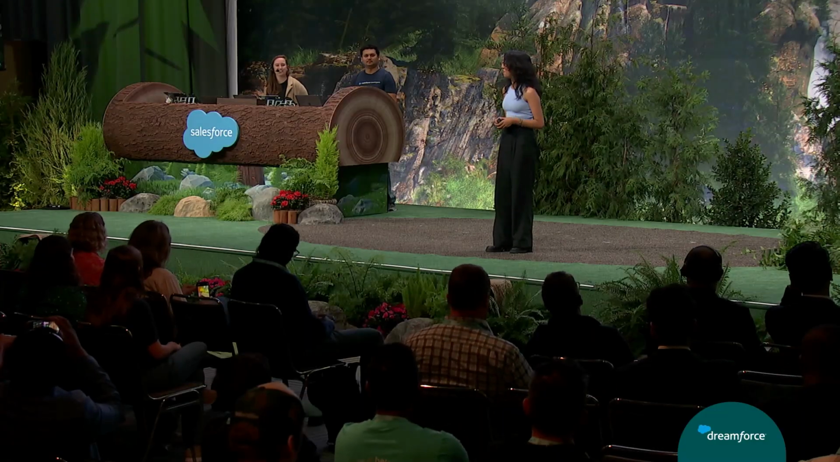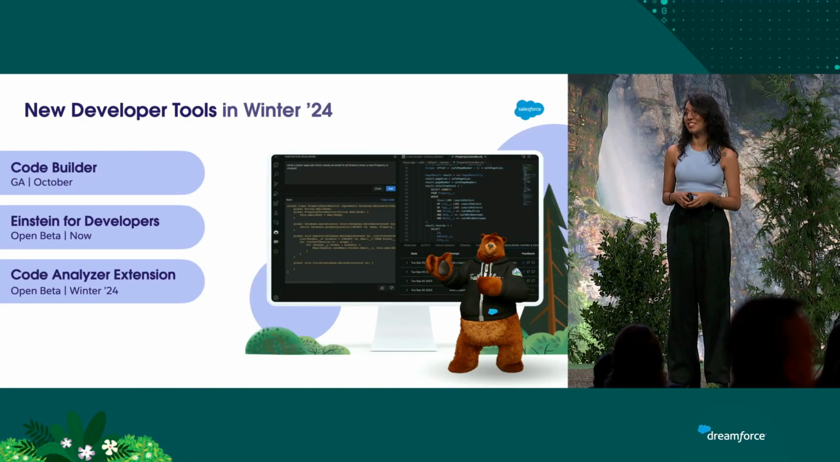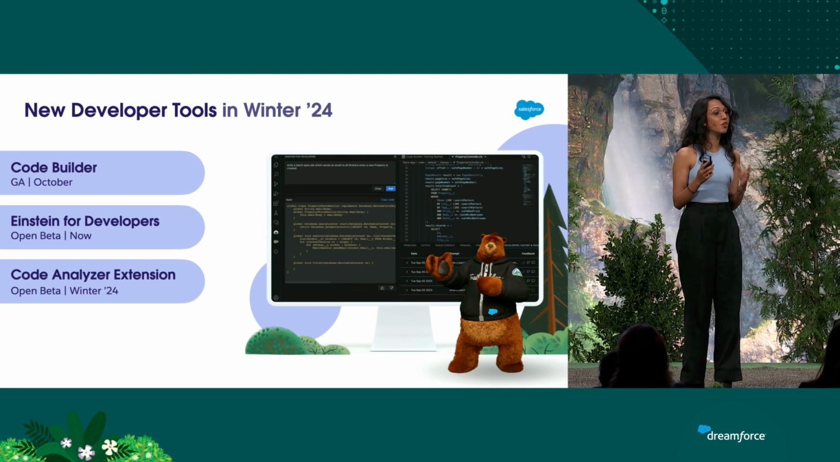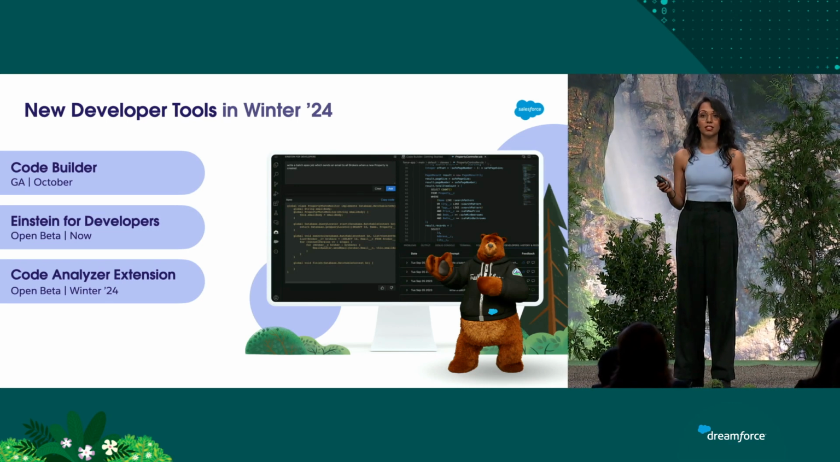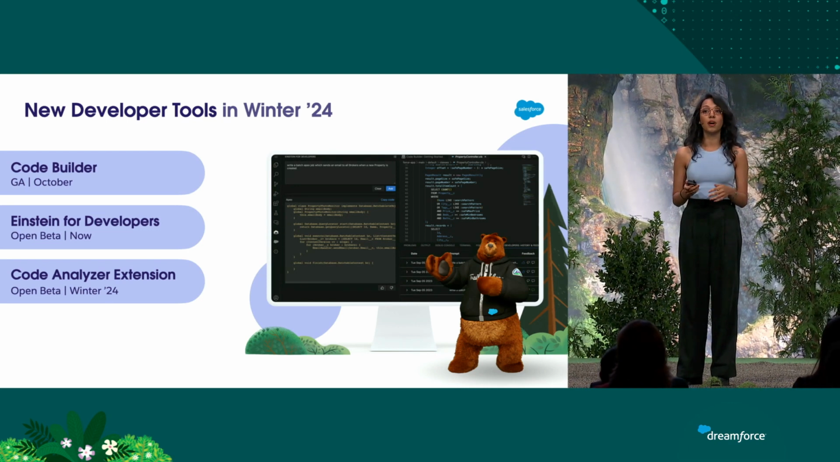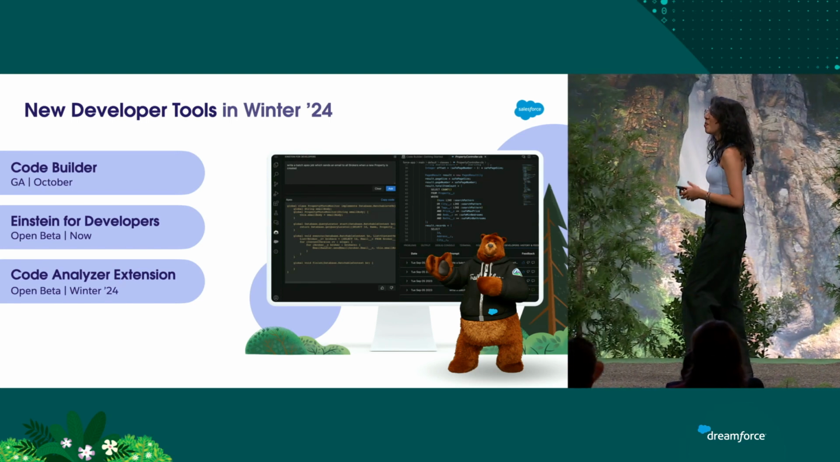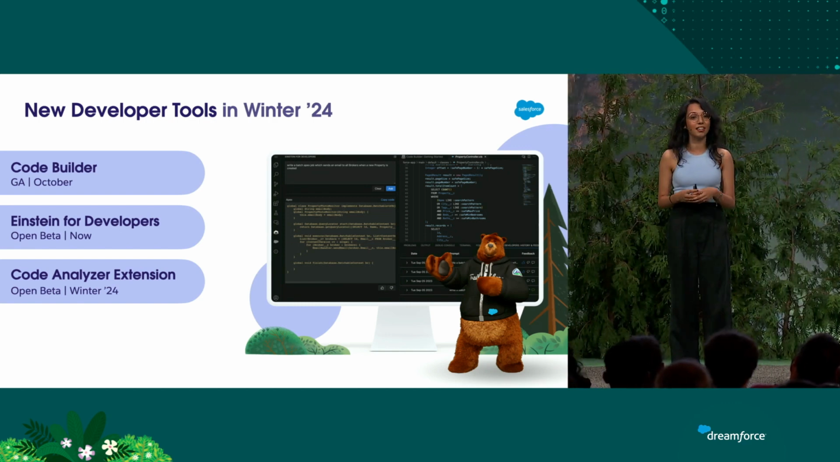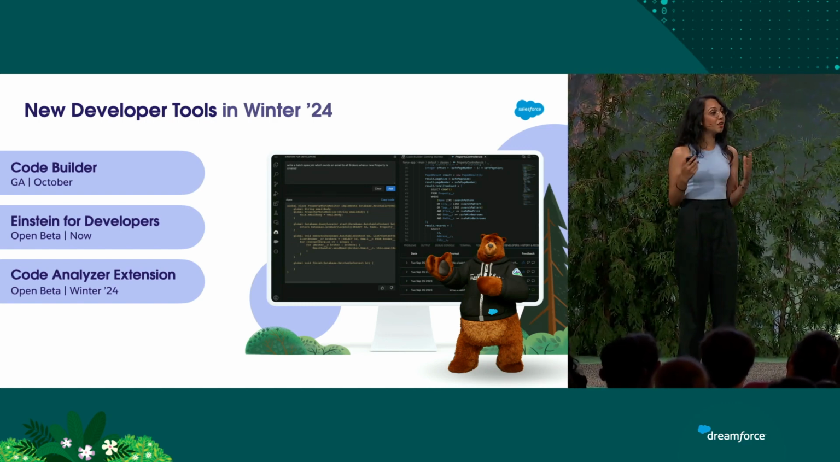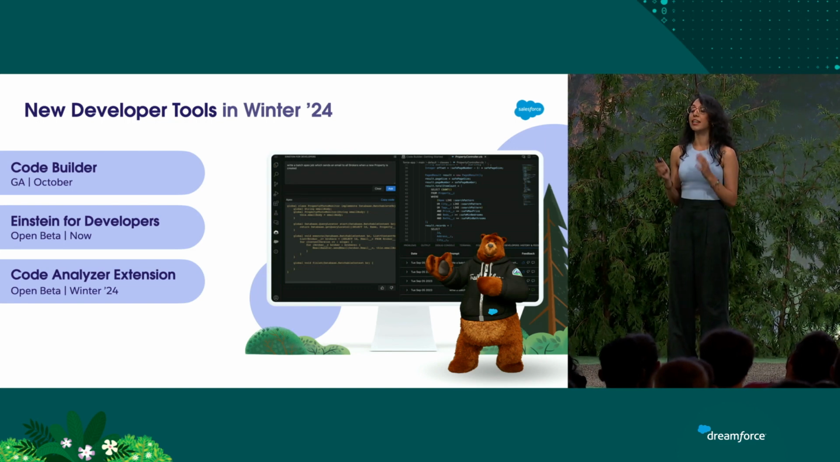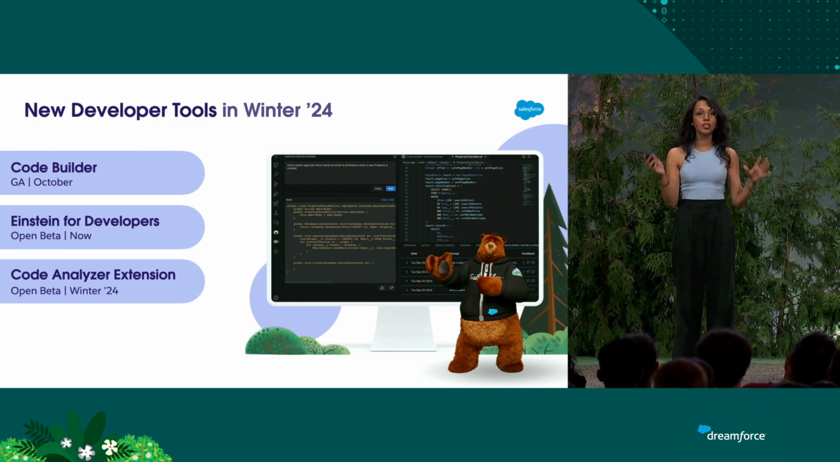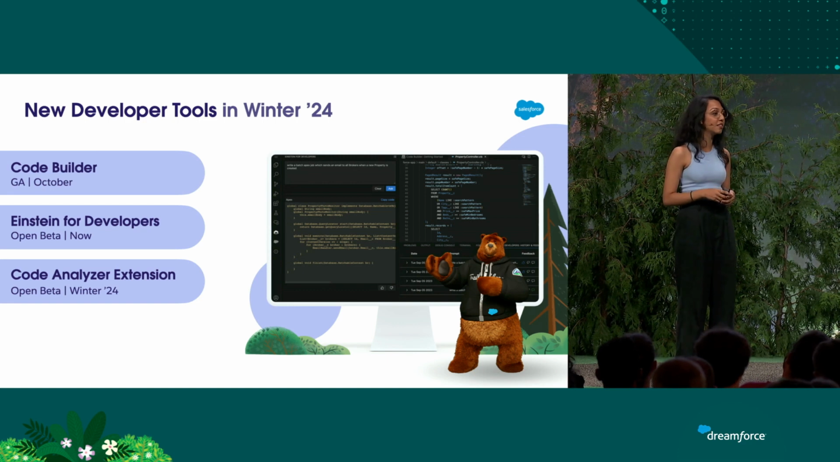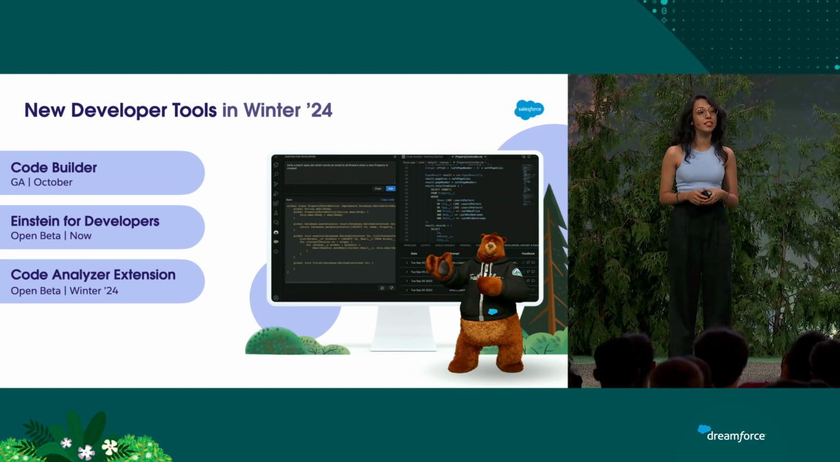Now, next up, we have Einstein for Developers. With Einstein for Developers, you're going to be able to effortlessly generate code with the help of a large language model. And which model, you may ask? Well, behind the scenes, we're using Salesforce's very own in-house LLM, CodeGen. With CodeGen, we're able to ensure that your data and code are never leaving those Salesforce Trust boundaries. And it's been trained on Salesforce languages and frameworks.